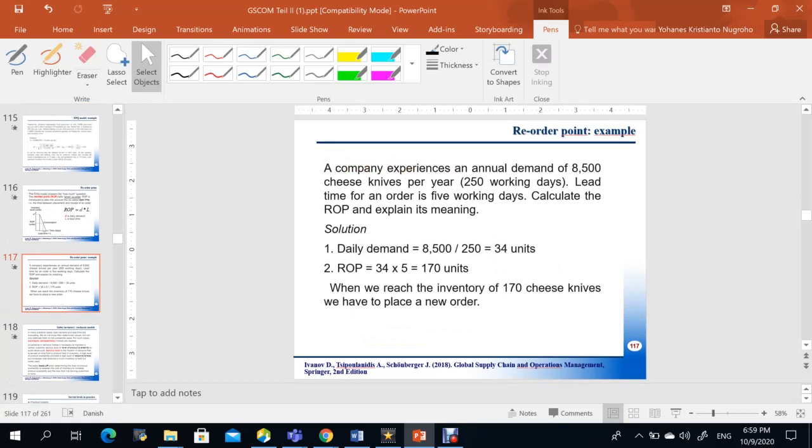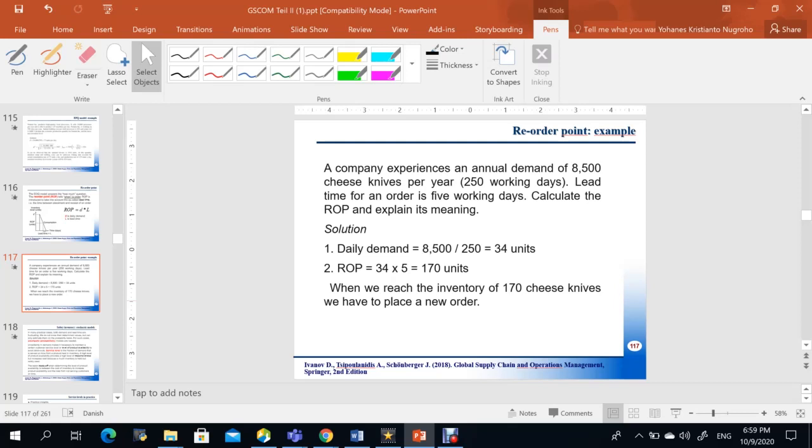Okay, now we have an example about reorder point. A company experiences an annual demand of 8,500 cheese knives per year, or 250 working days. Lead time for an order is 5 working days. We have to calculate the reorder point and explain its meaning.